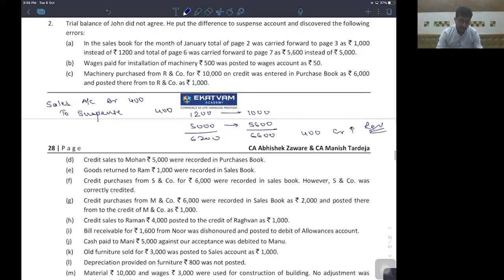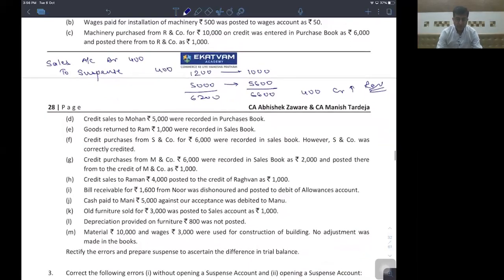Yes. The next one: wages paid for installation of machinery rupees 500 was posted to the wages account as 50. Wages paid for installation of machinery rupees 500 was posted to the wages account. Capital expenditure being treated as revenue, number one. And number two, it has been recorded with the wrong amount.